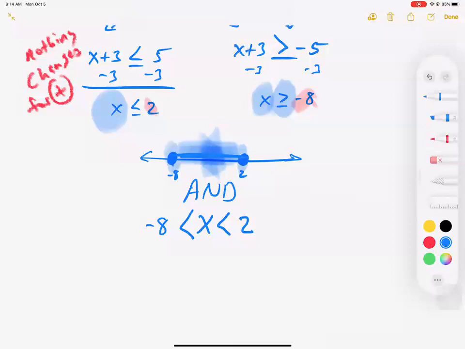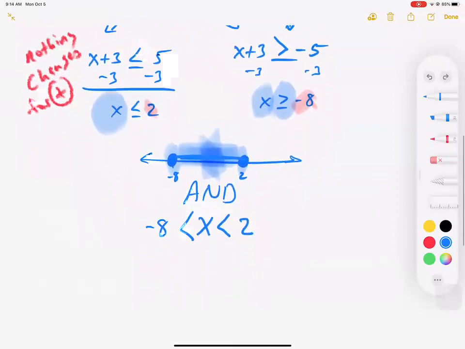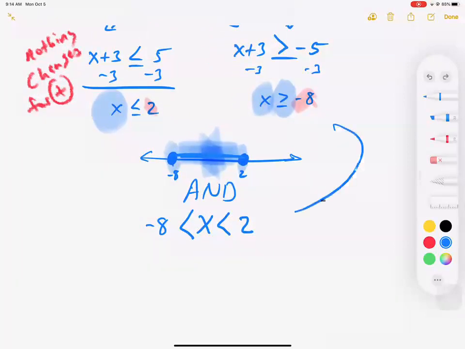So there are a couple steps here, but the main takeaway here is that this flip is the biggest mistake that kids make. On a standardized test, they will rewrite this as one big inequality, this compound inequality. This is called a compound inequality.